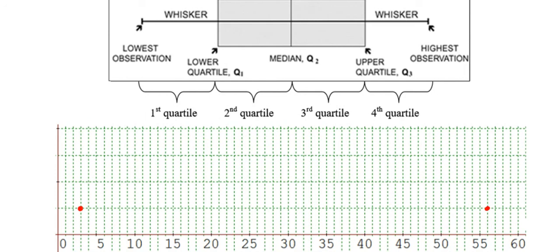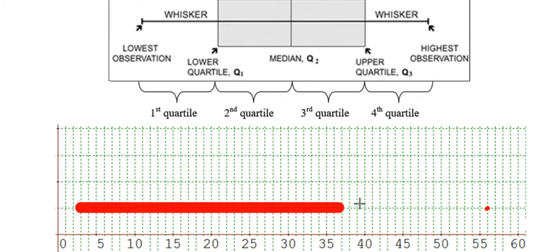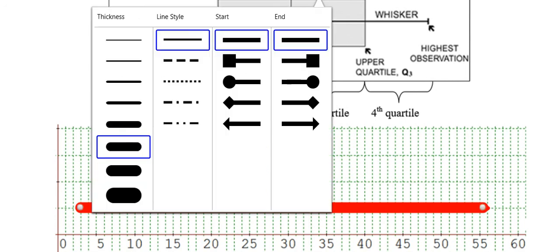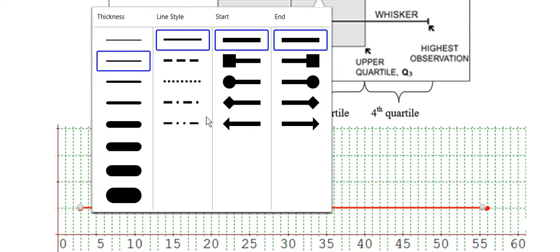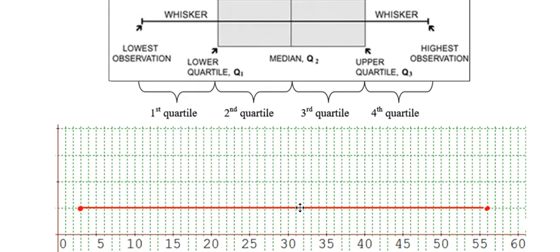And then what you're going to do is draw a line that is going to join those two together. That line doesn't have to be quite that thick, so let's make it a little bit thinner. So you're going to draw a line joining the minimum and the maximum.